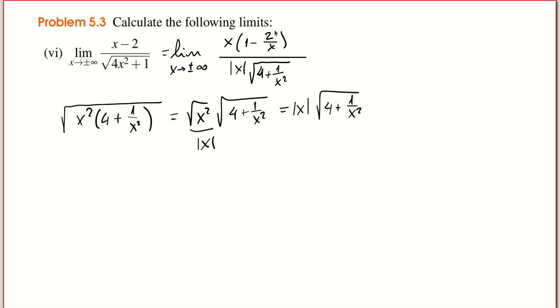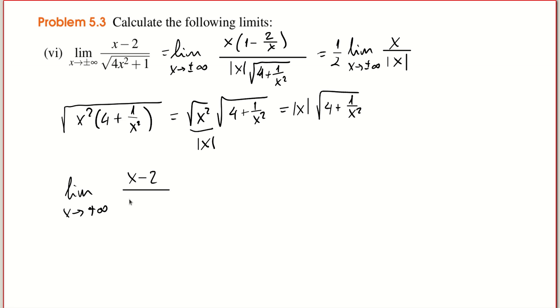Now if you take the limits, this limit is 1, this limit is, as I said, square root of 4, which is 2. So this is 1/2 times the limit of x divided by absolute value of x when x goes to plus or minus infinity. And now this limit is different depending on which limit we are taking. So if we're calculating the limit of this expression when x goes to plus infinity, then the absolute value becomes just the number, right? Because this x is positive and this is just 1, so this limit is 1/2.